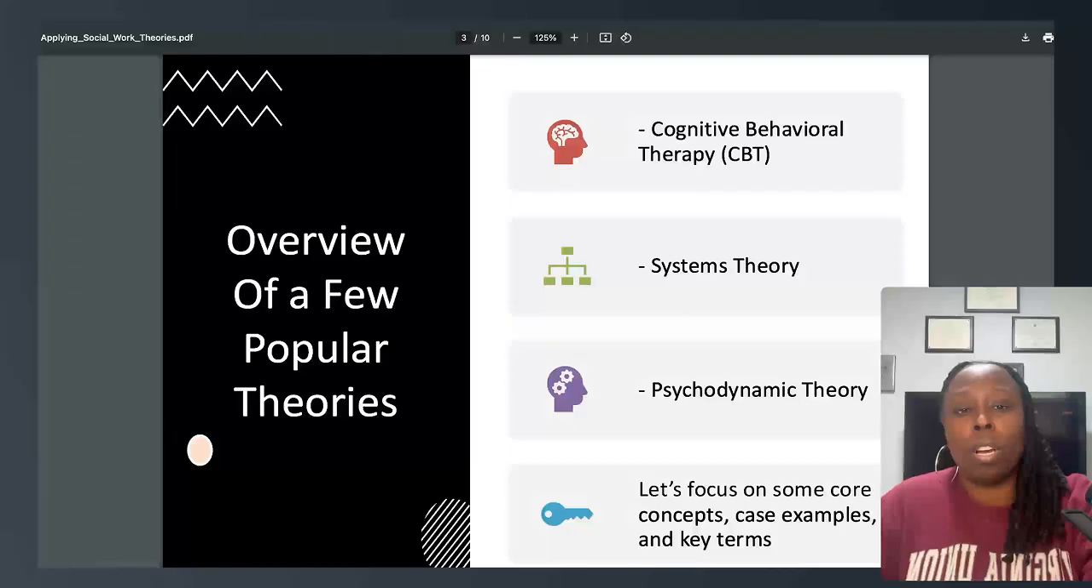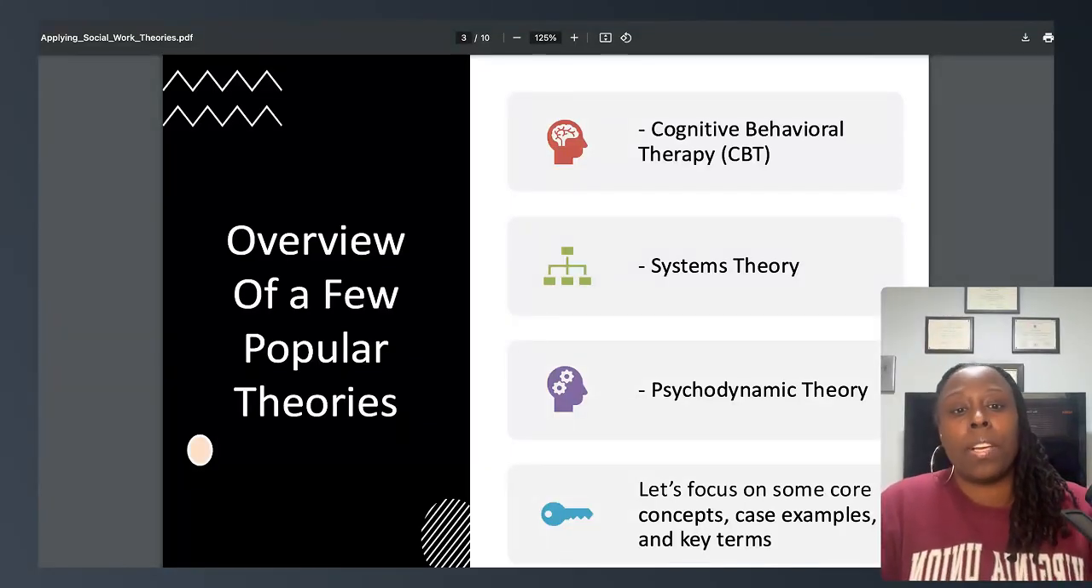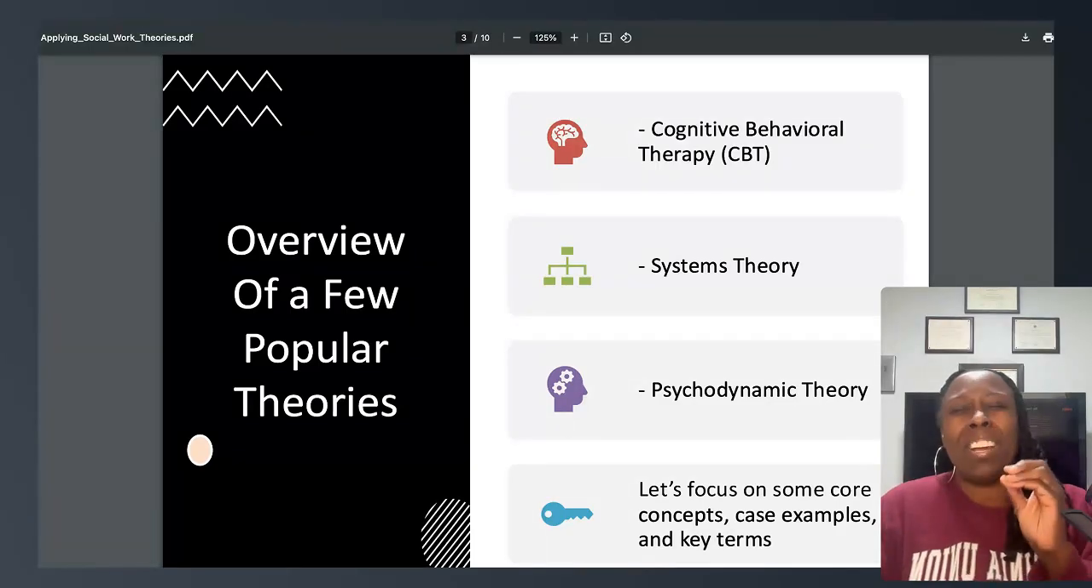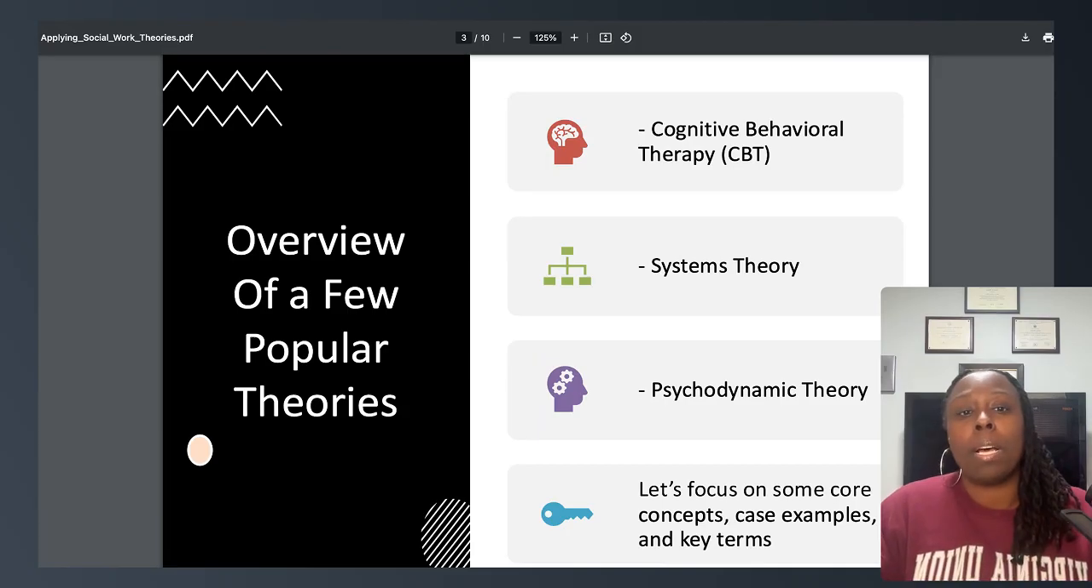The 3 we're going to talk about today are cognitive behavioral therapy, systems theory, and psychodynamic theory. Now, we're not digging deep into any of these. We're just going to do the bare bone basics so you'll know what keywords to look for when you're answering an exam question, to recognize which one of these theories the person is talking about or asking you about. We're going to focus on some core concepts, some case examples, and some key terms.